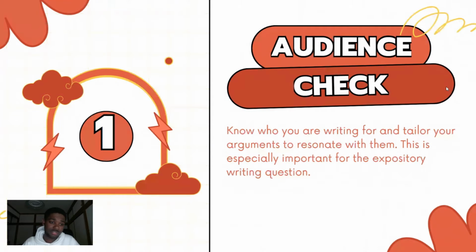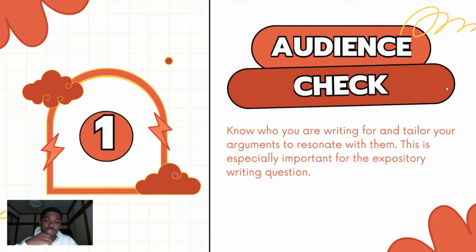Audience check. Check your audience when writing an essay. Know who you're writing for and make sure that your argumentation and your tone resonates. When you're writing an essay, if you want to know what tone to use, what voicing to use, check your audience. Most times you're not going to get a specific audience, but sometimes you will get an audience, right?